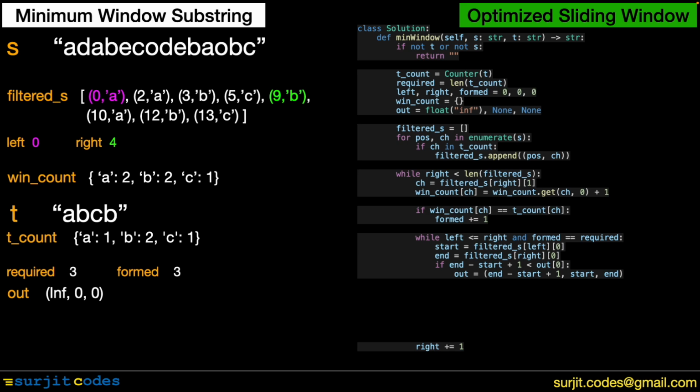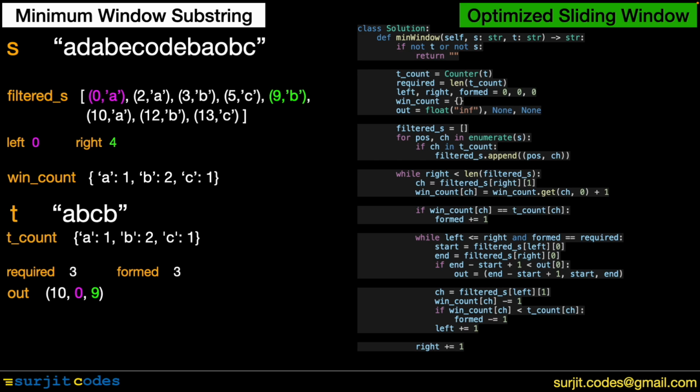Positions at left and right in filtered S become start and end in window. So start is 0 and end is 9. Length of window was initialized to infinity in out. The new length of the window is lesser, so we modify the values in out. The character saved at position left in filtered S is A. Next we reduce count of A in win count by 1. It is still equal to the count of A in T count, so formed is unchanged. Left is increased by 1.